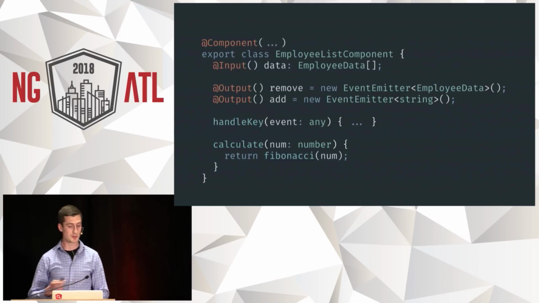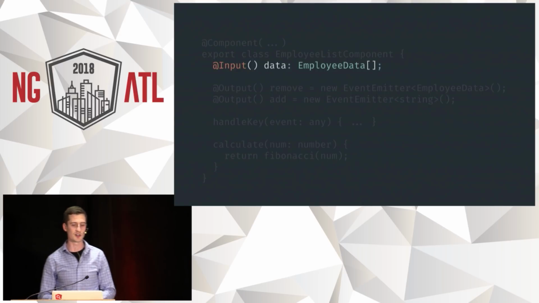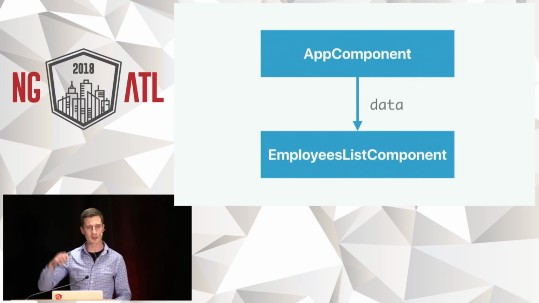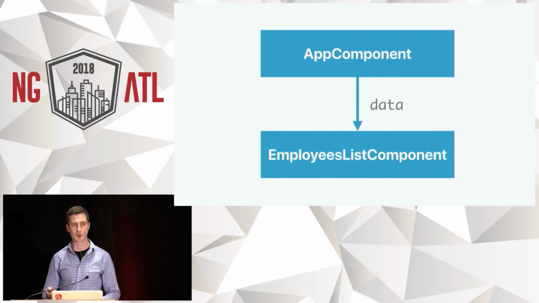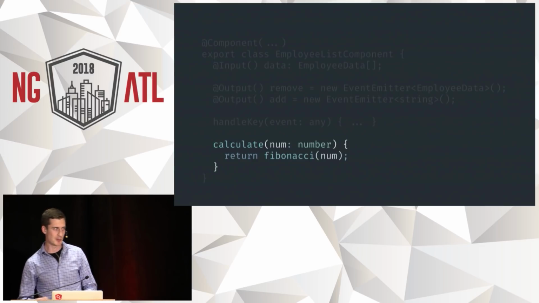Here is the implementation of the employee list component. You can notice that we are not holding any state right here. So in general, the app component is passing the state down to the employee list component. In this case, we can think of the app component as some kind of a container component or an information expert. So the calculate method, as I mentioned, it is mocked.